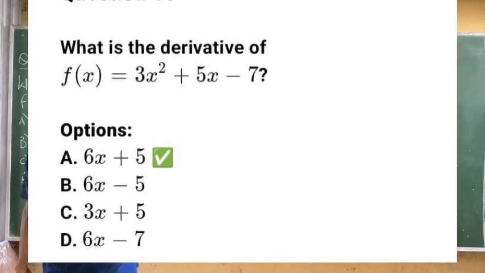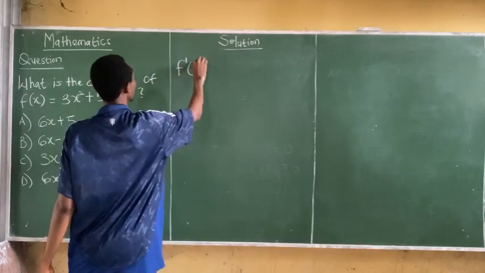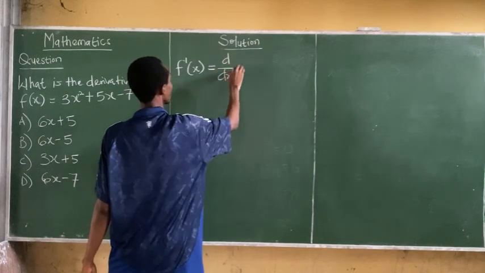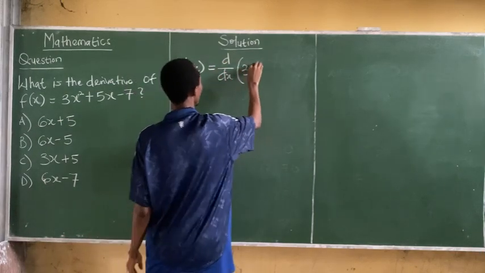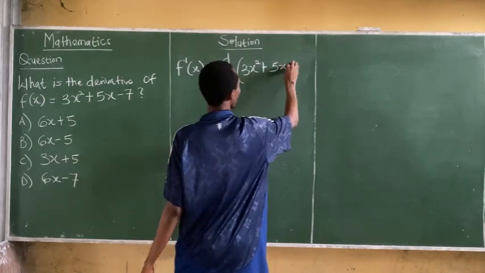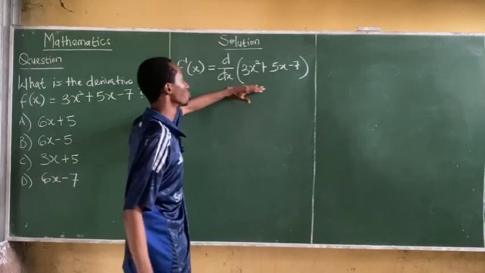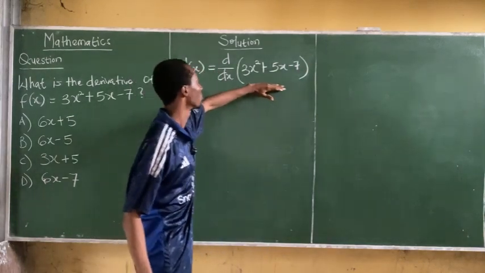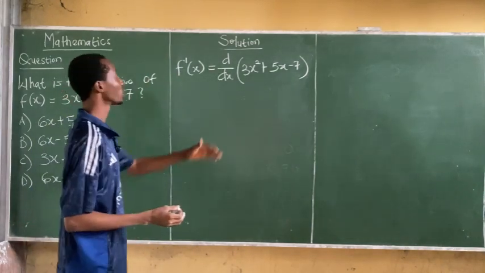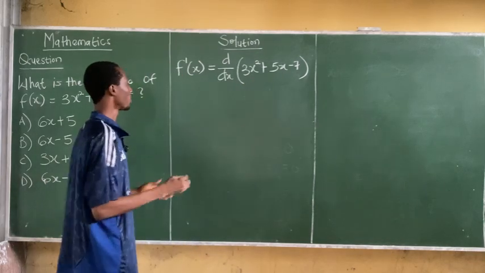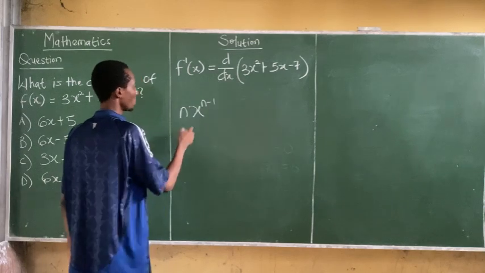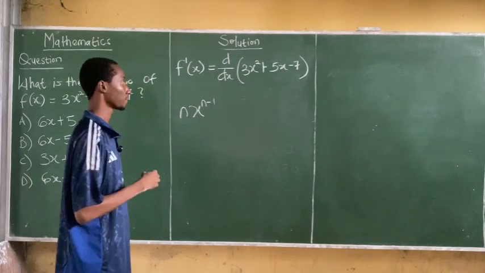Now we have the derivative of this function to be d over dx of this equation, 3x squared plus 5x minus 7. Now we are meant to differentiate this function here. Now let's do this individually. If we differentiate these terms individually, the formula remains nx raised to power n minus 1, where n here stands for the power.